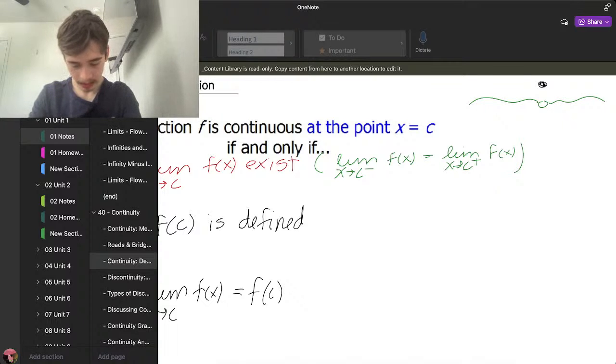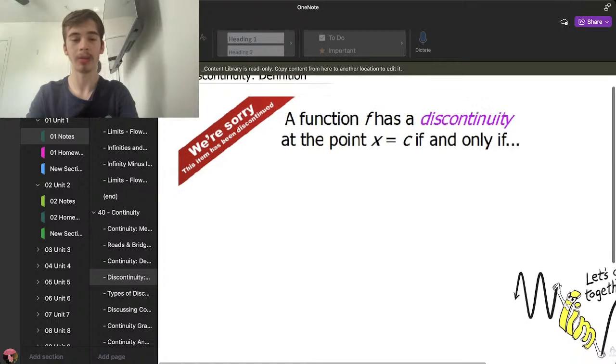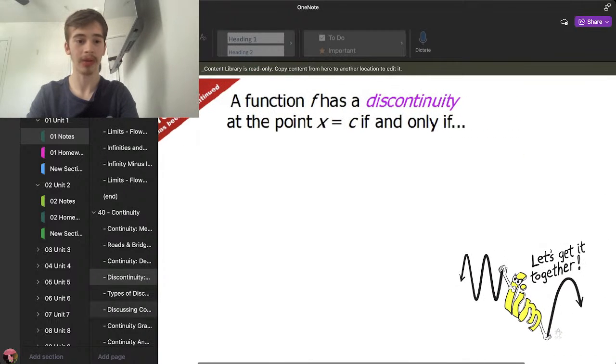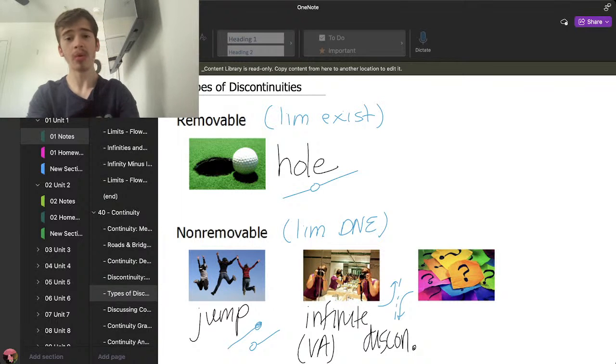I've never seen that. Number over infinity. Yeah, that's 0. Anything over infinity is 0 because it's too big at the bottom, which basically converges to 0. Types of discontinuities: removable, hole.